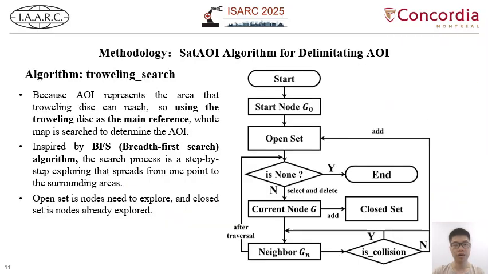The SatAOI algorithm is inspired by BFS, the Breadth First Search algorithm, since the AOI presents the area reachable by the troweling disc. We use the disc as the main reference to search the entire map. The search process is the same as BFS, and the open set contains nodes to be explored, and the closed set includes nodes already visited. Among this flow, the most important part is the collision judgment algorithm.